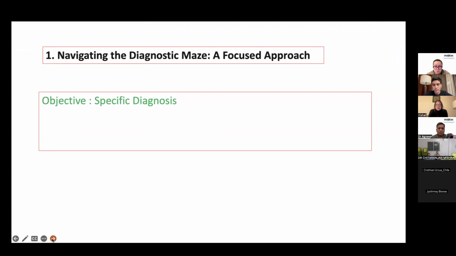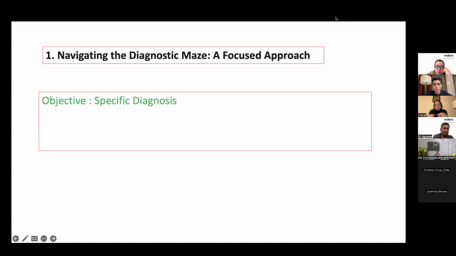So the most important thing is when we work in uveitis, it's important we all know, we are all experts here, that we navigate through the diagnostic maze. So it's very important to have a focused approach. The more focused we are, the earlier we will get out of this maze. The less focused we are, the longer we will spend in the maze, and many times that will cost the patient his or her vision.